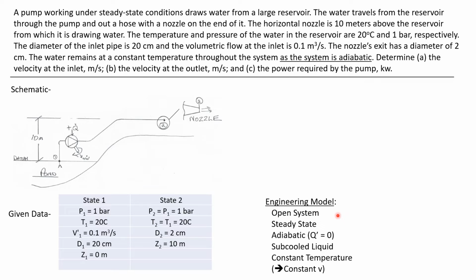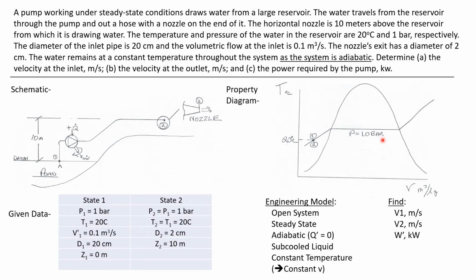We're going to model this as an open system operating at steady state. We were told that it was an adiabatic system. In other words, there's no heat transfer between the system and its surroundings. The water is a subcooled liquid at constant temperature, and therefore it's a constant specific volume. We want to find the velocity at the inlet and the velocity at the exit, both in meters per second. And we want to find the power requirement of the pump in kilowatts.